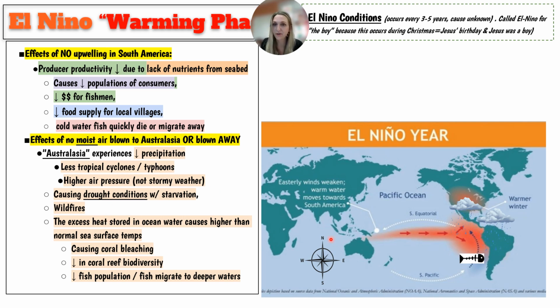Australasia is going to experience less precipitation. That'll be a bad thing. There's less rain, so you're going to have less bad weather events. There will be fewer tropical cyclones or typhoons. We call them typhoons when it's happening in the Pacific. When it's the Atlantic, we call them hurricanes or tropical cyclones. They're all tropical cyclones. We're going to have higher air pressure, which, not to sound like it's a negative thing, is not a negative thing. High air pressure is good weather. Low air pressure is bad weather.